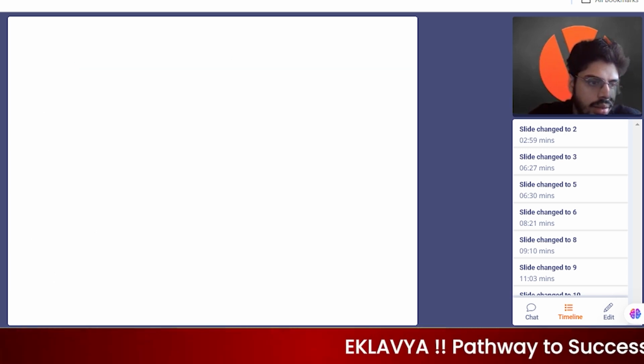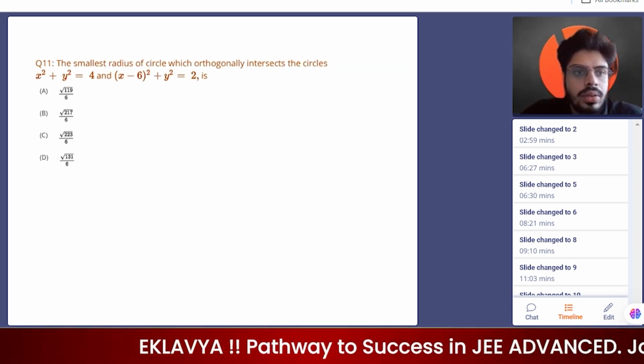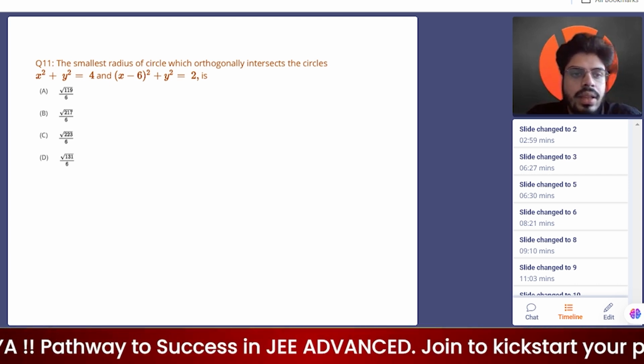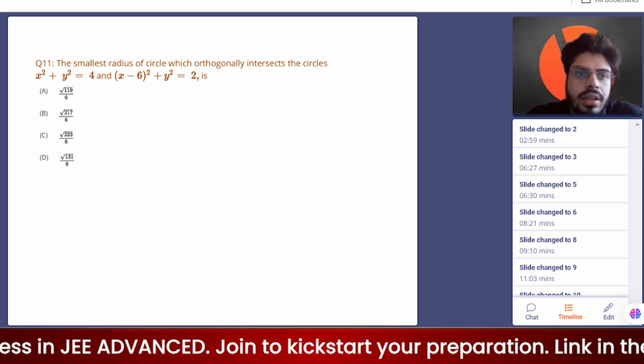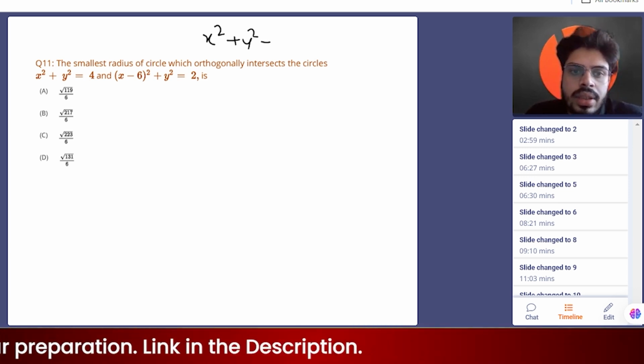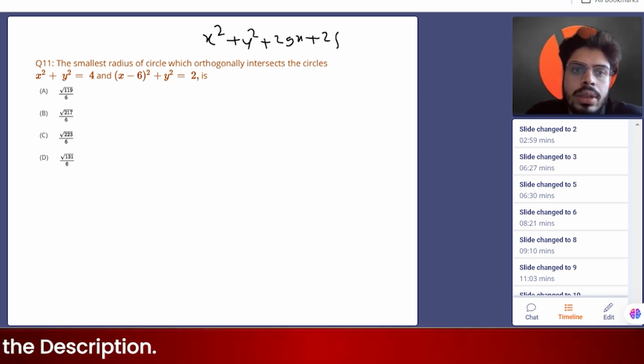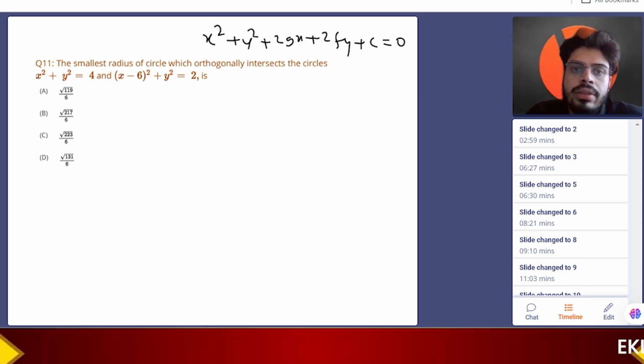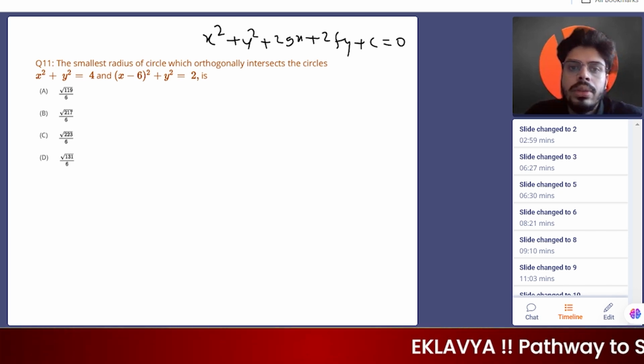Okay, next, 11th. Again, this is a simple one. Smallest radius of a circle orthogonally intersect. So it is intersecting orthogonally. So let us assume the circle first: x square plus y square plus 2gx plus 2fy plus c equal to 0.